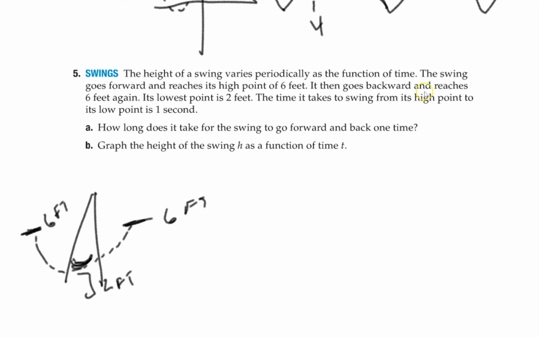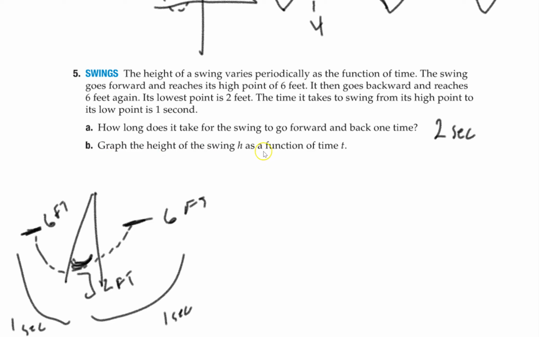The time it takes to swing from its high point to a low point is 1 second. So like the time from here to here is 1 second. Which means the time from here to here is 1 second. So A, how long does it take to swing to go forward and back 1 time? So I guess you start here, go forward and back. That'll be 2 seconds.